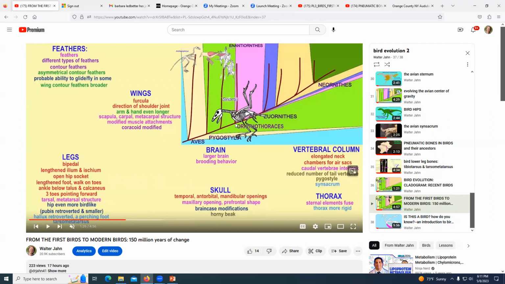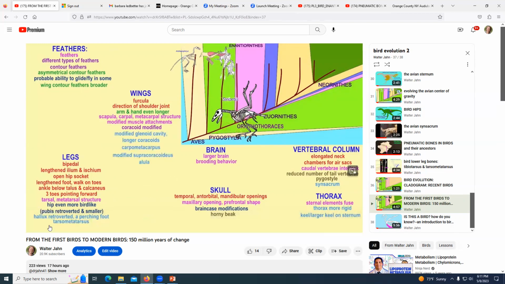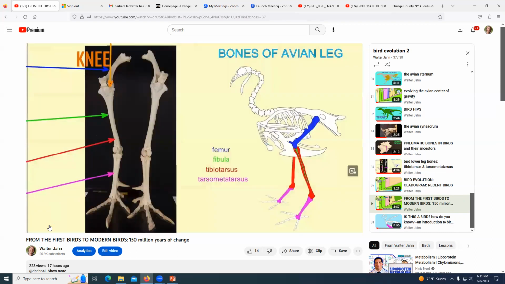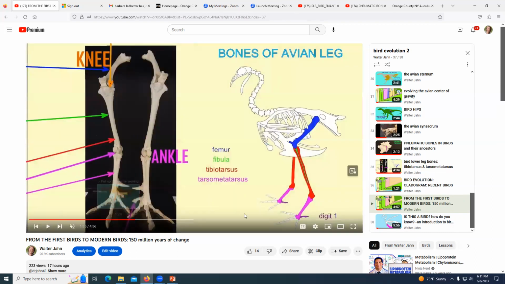But now this group here, called Ornithothoraces, this is going to be where birds really get their act together. And for the first time, birds are good at flying. All right. Now they're going to do a lot of things like fuse some of the leg bones together. They get a tibiotarsus as the tibia fuses to some tarsal bones.